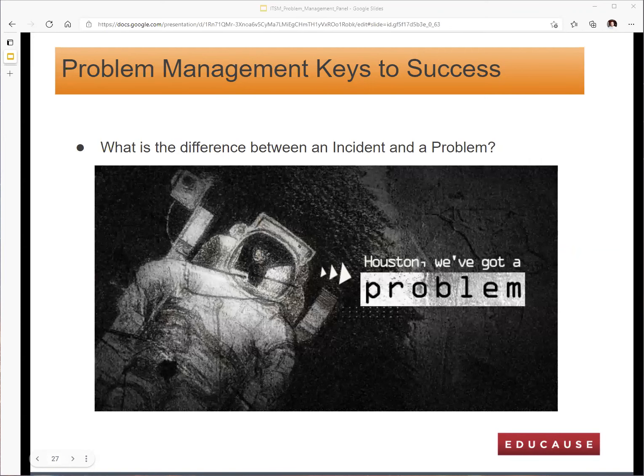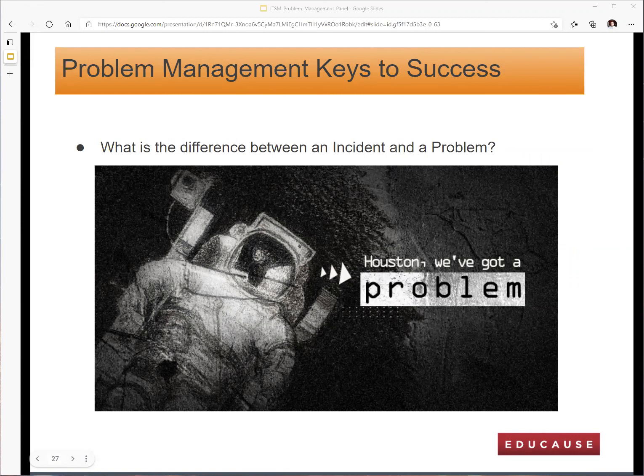Next slide. The other thing that I notice is people have a real hard time understanding what the difference between an incident and a problem is. An incident being, according to ITIL, an unplanned interruption of a service or a reduction in quality. A problem is more looking at the underlying cause of one or more incidents so that we can prevent it from happening again.